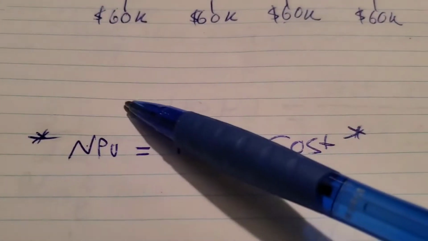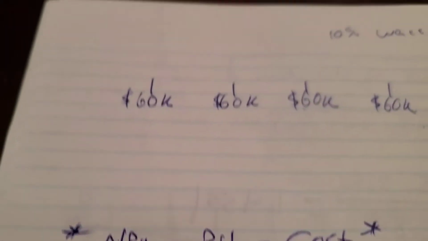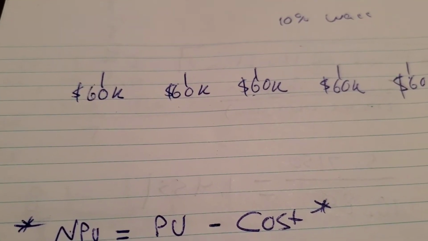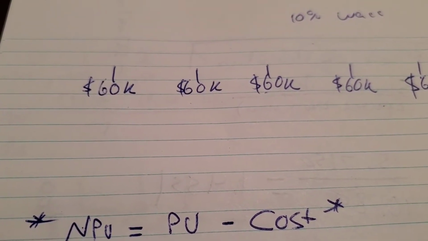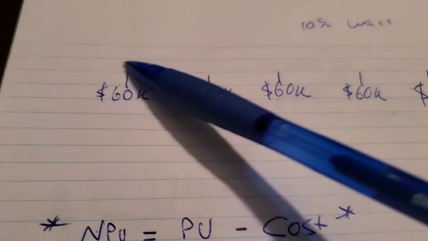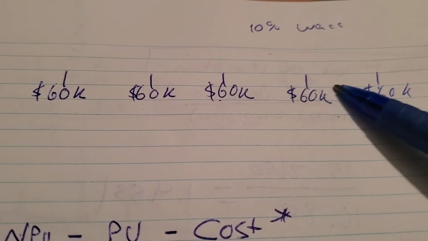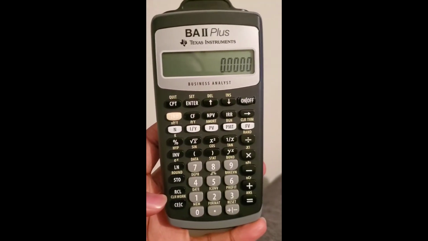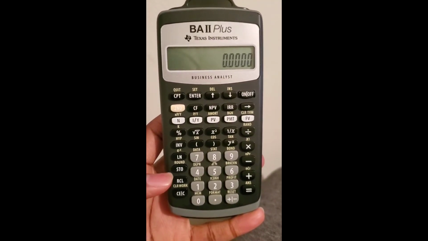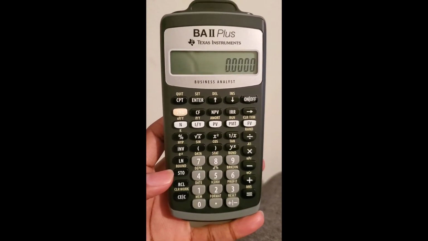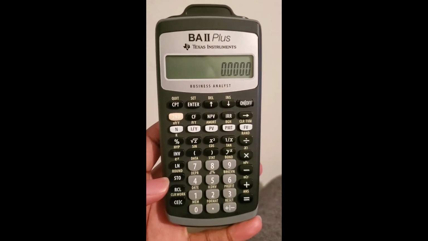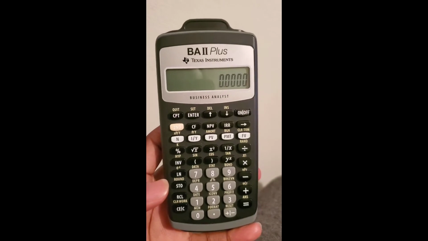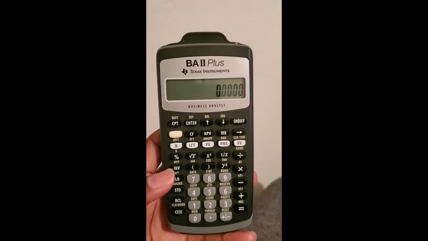So net present value takes into consideration the cost. Here we don't have cost. We're trying to determine the cost. So we just need to find the present value of all of our cash inflows. We can do this by using our calculator's cash flow function.